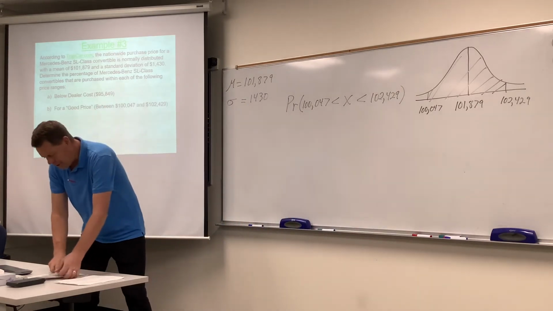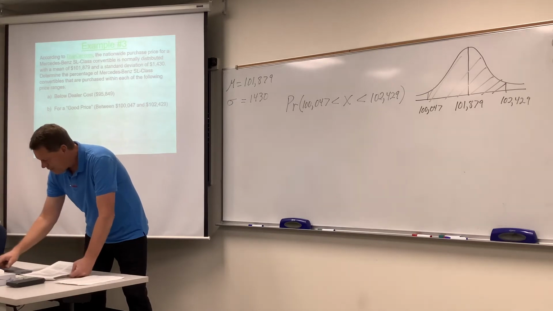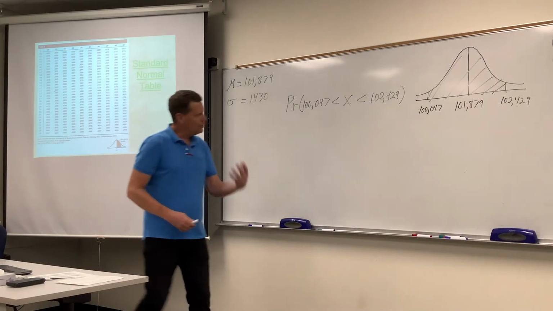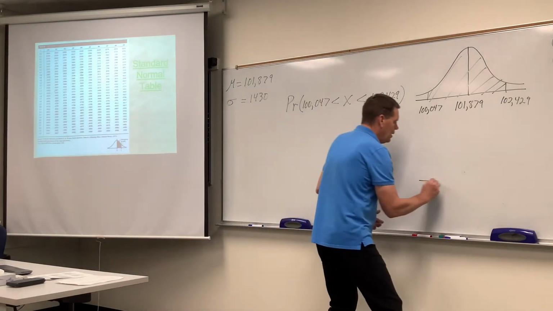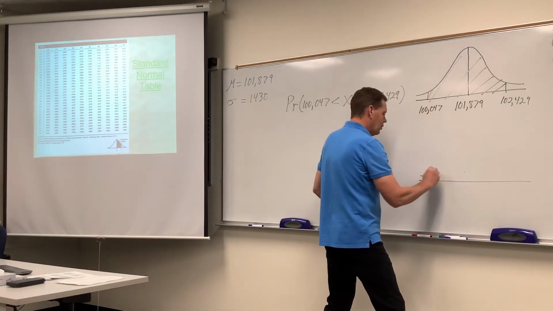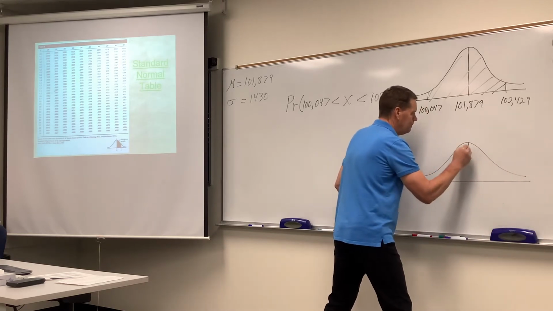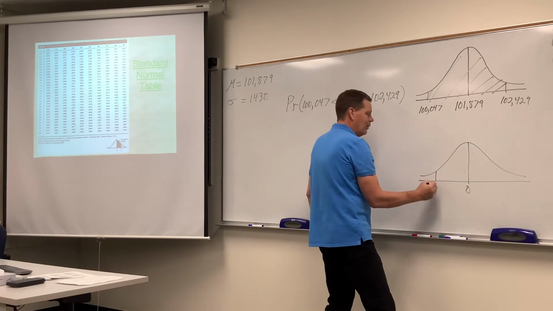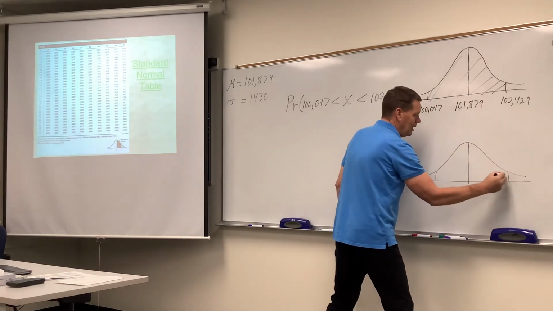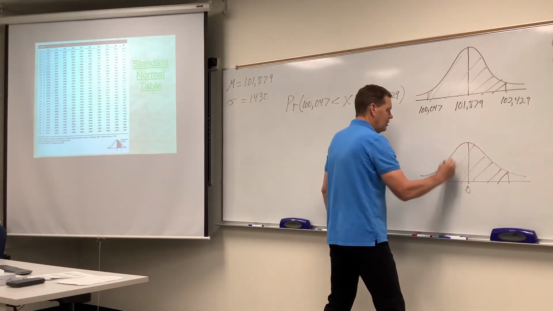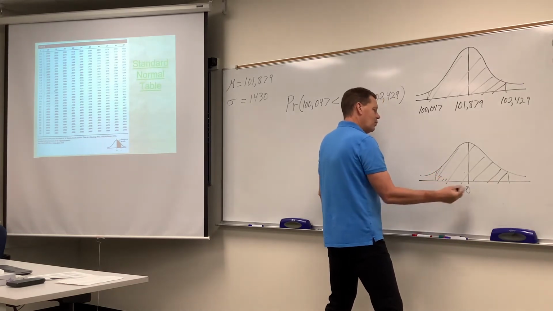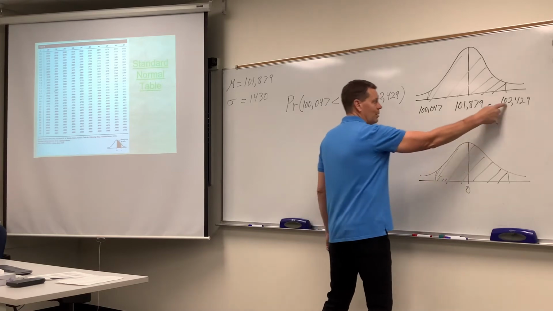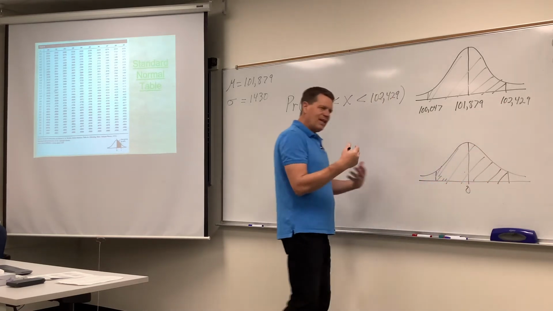Now again, the problem here is that this table does not speak the language of X, right? It's got to be Z. So we've got to convert this into a standard normal. What I like to do is draw the bell curve with 0 in the middle. And again, we've got one price that's below the mean, another price that's above the mean, and we're looking for the percentage, the probability, the area between them. This is going to hopefully translate to a negative Z-score, and this will be a positive Z-score. But we're going to standardize it.